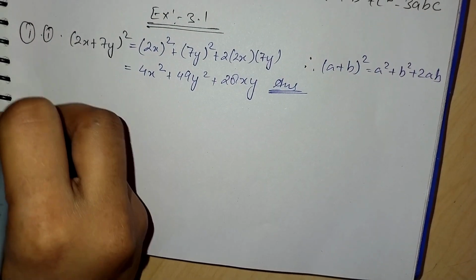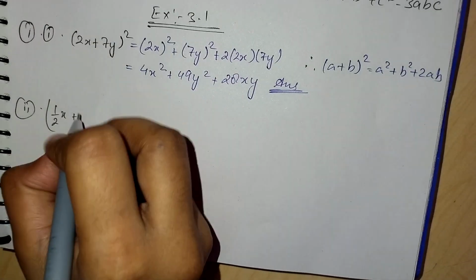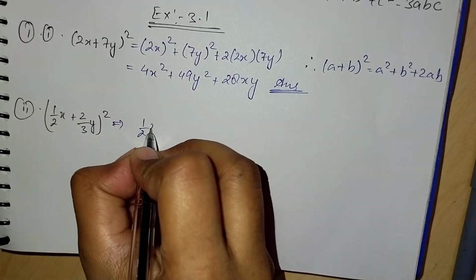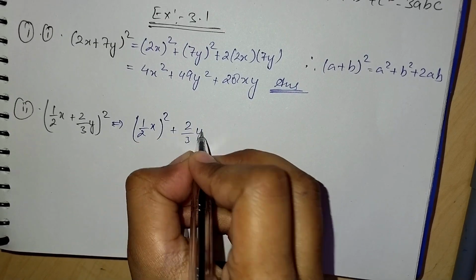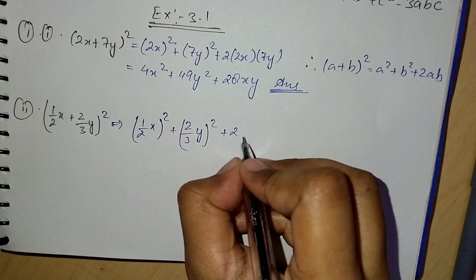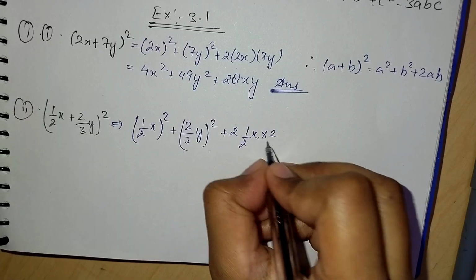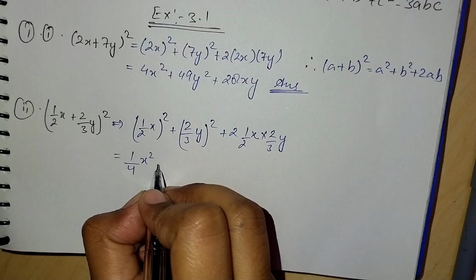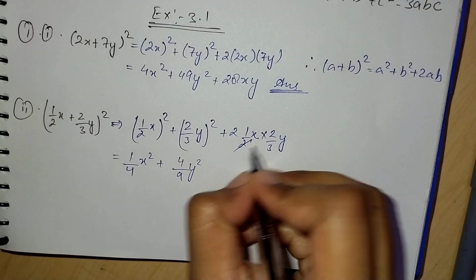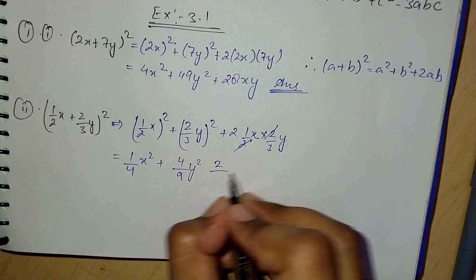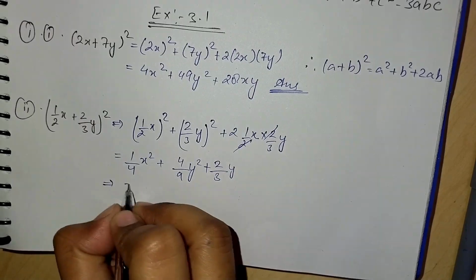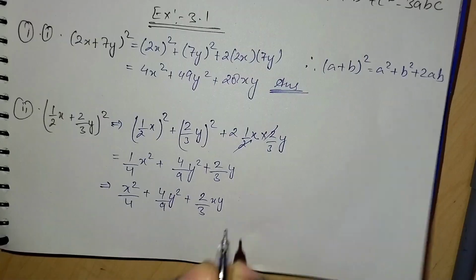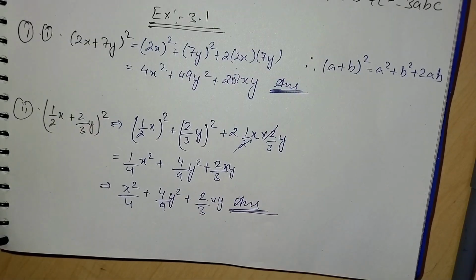Now the second part of this question is (1 by 2x plus 2 by 3y) whole square. On solving this, we will get (1 by 2x) whole square plus (2 by 3y) whole square plus 2 times 1 by 2x times 2 by 3y. On solving it, we will get 1 by 4x square plus 4 by 9y square. Here cancelling 2 from both sides, we will get 2 by 3xy. So 1 by 4x square plus 4 by 9y square plus 2 by 3xy is the answer in this question.